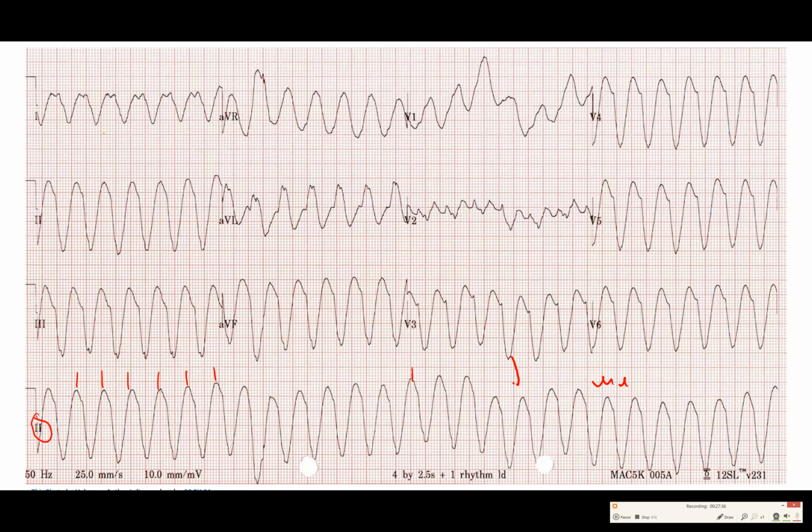This is potentially a very dangerous rhythm that can actually result in cardiac arrest. And so if you see this, it needs to be taken care of immediately and emergently.